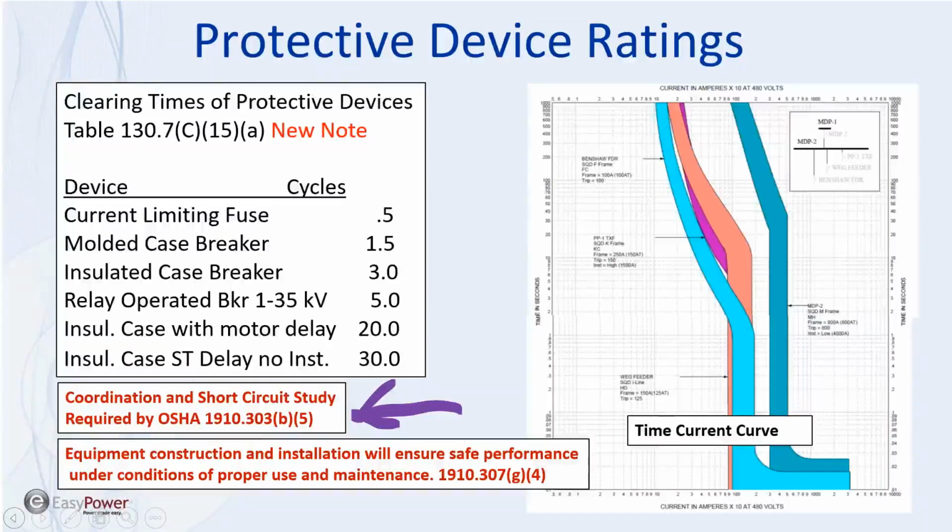Just a small paragraph: equipment construction and installation will ensure safe performance under conditions of proper use and maintenance. And this is 1910.307(g)(4). So there's some OSHA requirements related to maintenance.